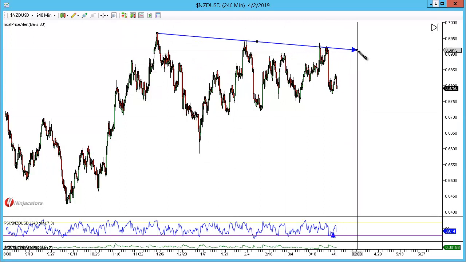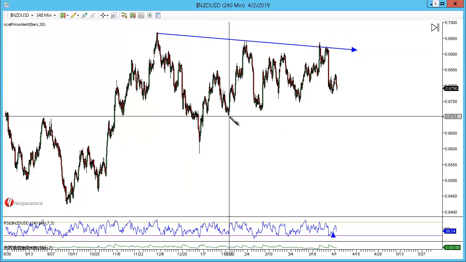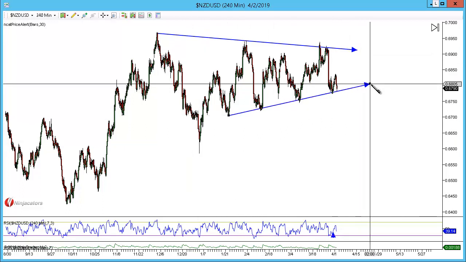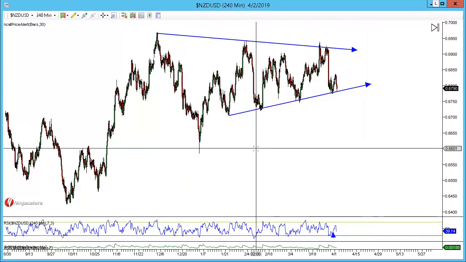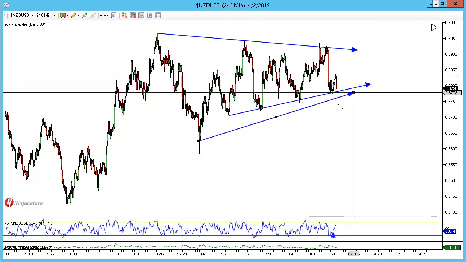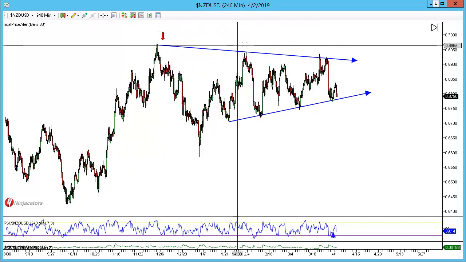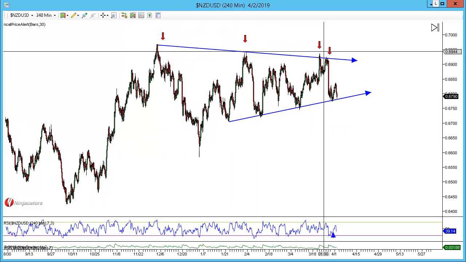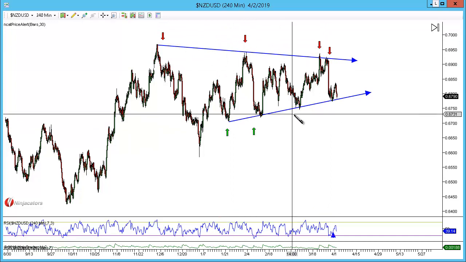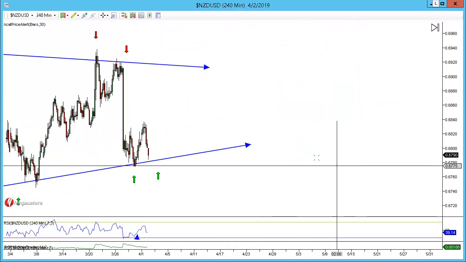Looking like around about this, and along the bottom you can clearly see we've been adhering to that trend line there. If you draw it from this one, it doesn't really adhere to anything. So we have 4 touches along the top, and 1, 2, 3, 4, potential 5th along the bottom.